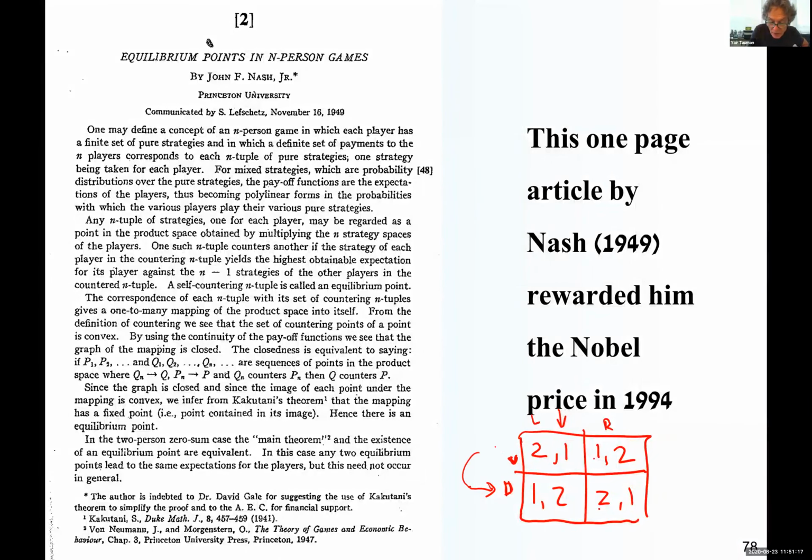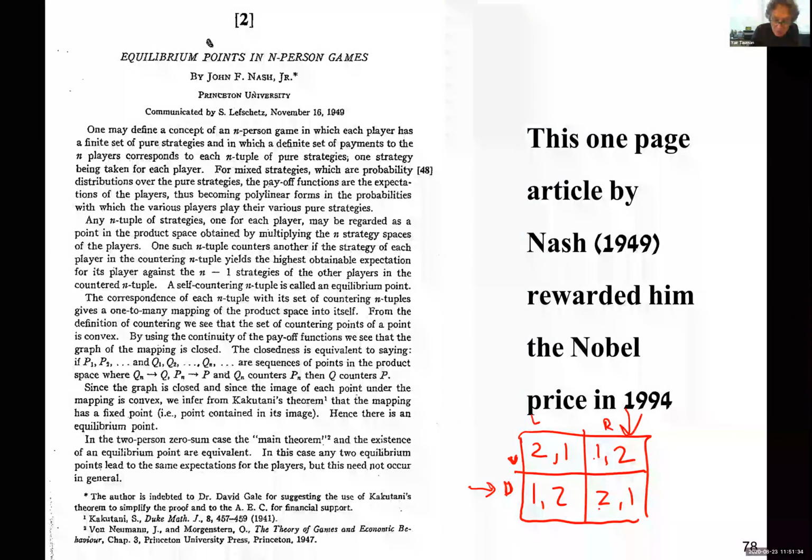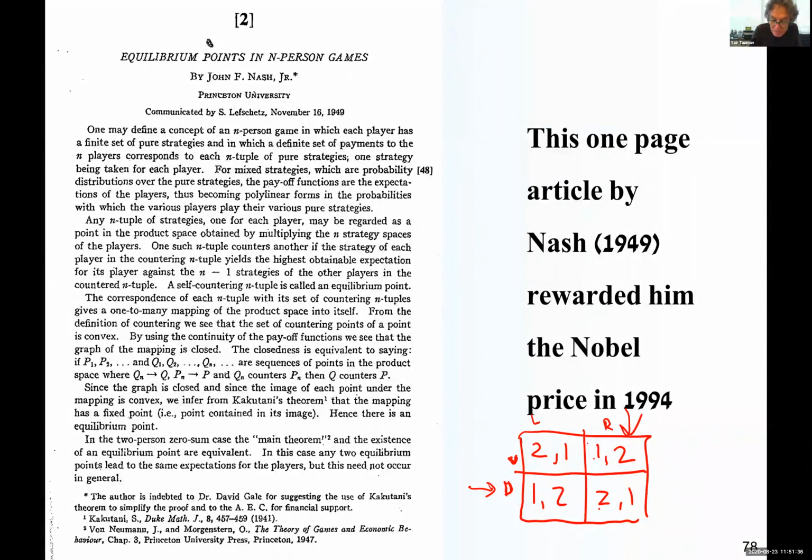But if I move to up, I'm getting 2. So I have an incentive to deviate from our agreement. So this cannot be. So maybe down and R is the last option. So I play down, you play R, I get 2, you get 1. But if you know that I'm playing down, you're best off moving from R to left, because then you increase your payoff from 1 to 2. So none of them is an equilibrium.